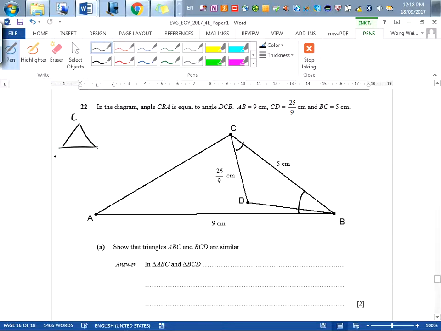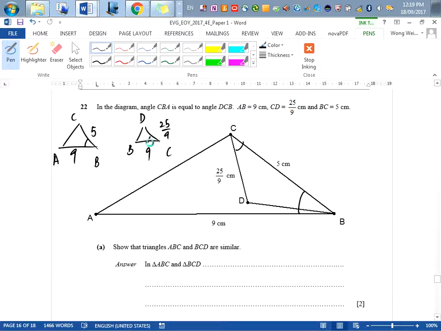C, A, B. This is 9. This is 5. And then a smaller triangle, D, B, C. This is 25 over 9. And this is 9. And the common angle, the equal angle will be CBA over here and DCB. These two. Okay, how do we prove that two triangles are similar?